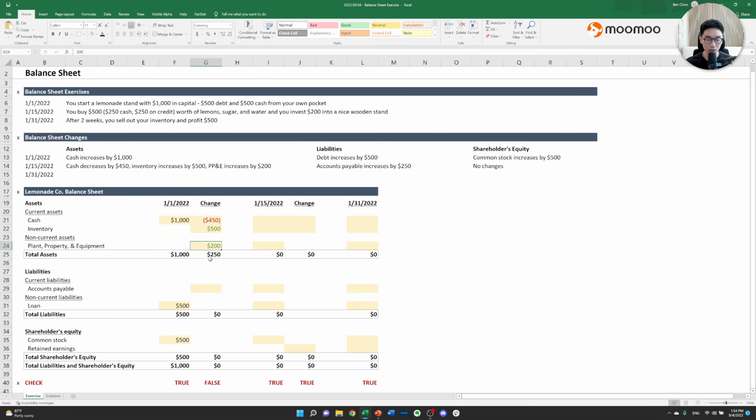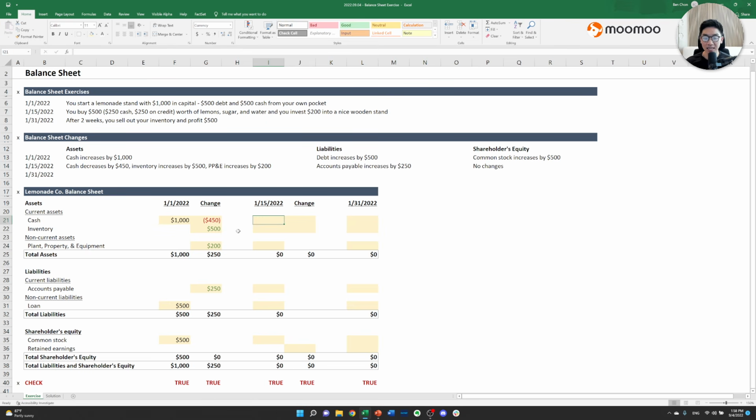And we can see that our total assets have changed by $250, right? Which is exactly what we need to add into here as well. Your accounts payable increased by $250. So you can see that after making all these changes, your balance sheet balances. So we know that we're correct so far.